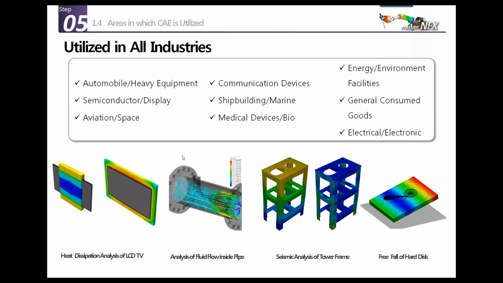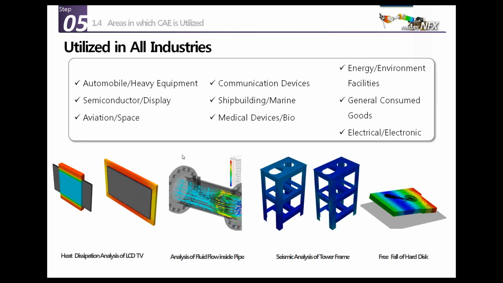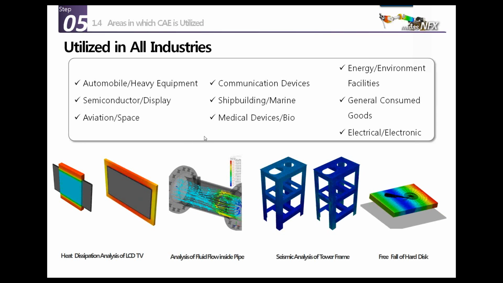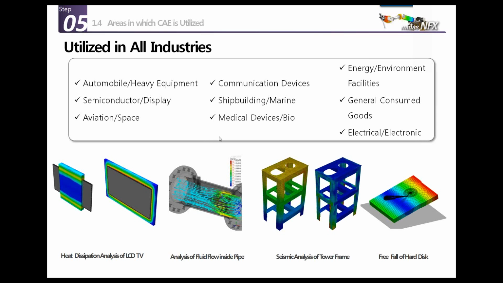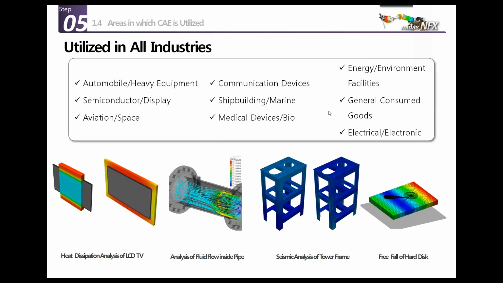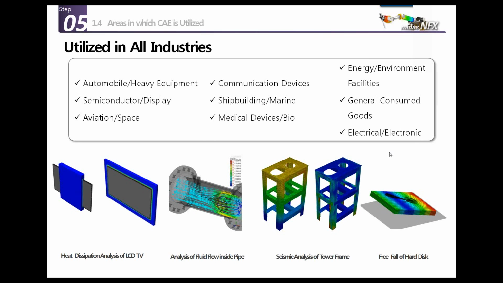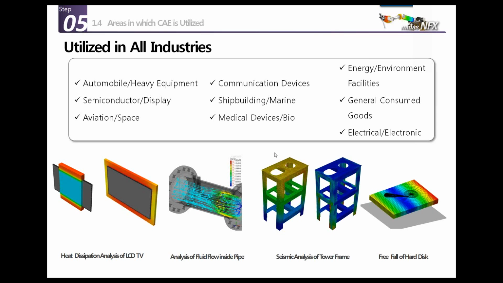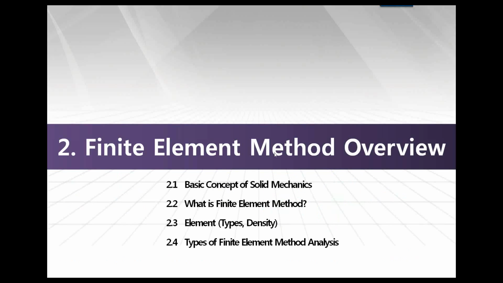This kind of CAE analysis is used in all industries: automotive, heavy equipment, semiconductor and displays, aviation, aeronautics, space, communication devices, shipbuilding, medical devices, energy, consumer goods, and electrical or electronic equipment. So you can see that such software is very wide-reaching and it can provide a lot of information to all kinds of industries.